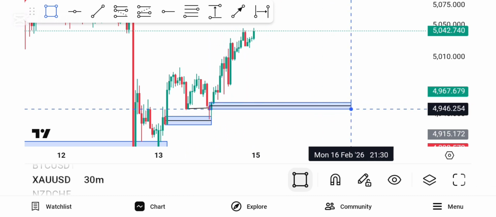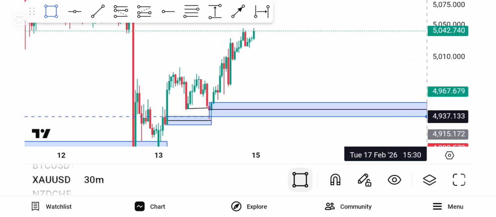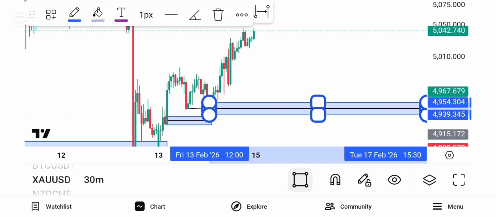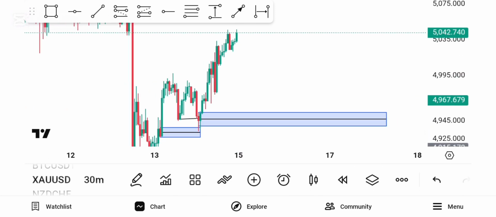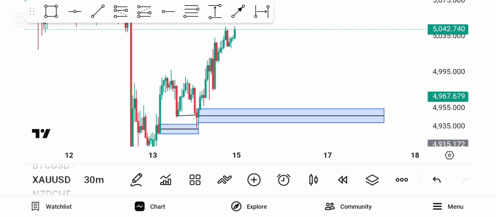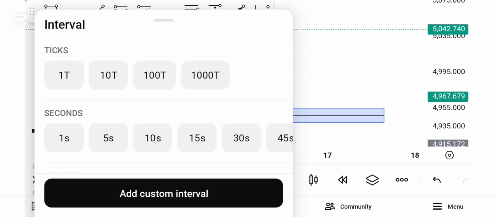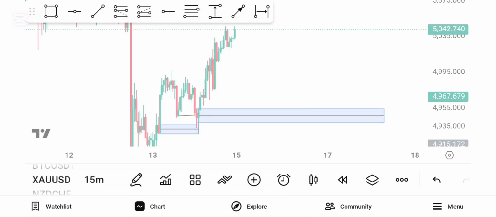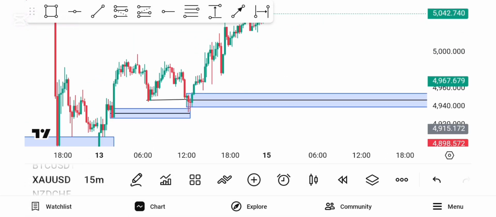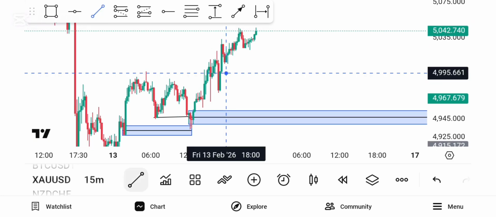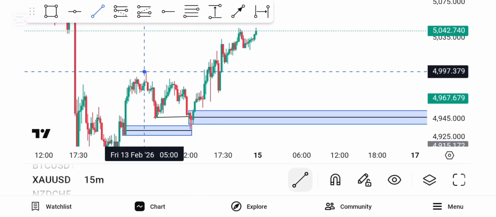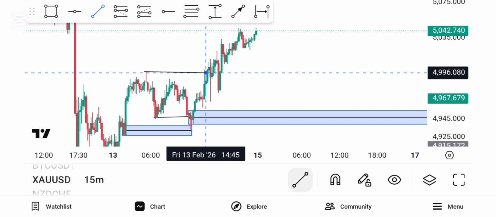So we have to draw it, and for any unmitigated zone, you have to be very, very careful with it, because probably that will be an entry in the future. So you can see this unmitigated other block, and I'm actually seeing an obvious liquidity at the top. So let's scale down to the 5 minutes. I'm actually seeing something here. You can see a shifting structure here. This is a shifting structure.